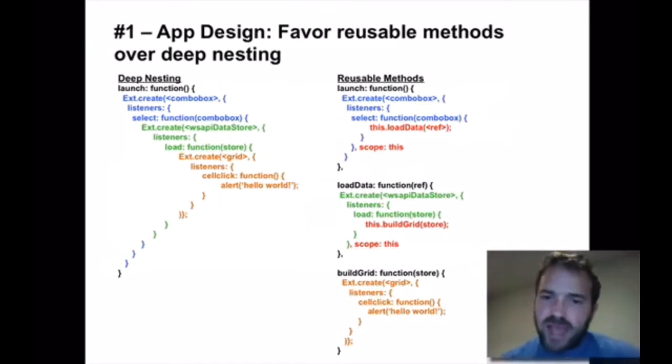On the right is the pattern, and you saw this in the example of code, which is to create several methods, and those methods create a separation of concerns. Near the top, we have our launch function. That launch function creates our first combo box, and it sets up the event handler to load data. Once that happens, it calls another method called load data. That one will call the data store and do another fetch, getting some stories like in our example, and then call a method called build grid, which actually does the building of the grid.